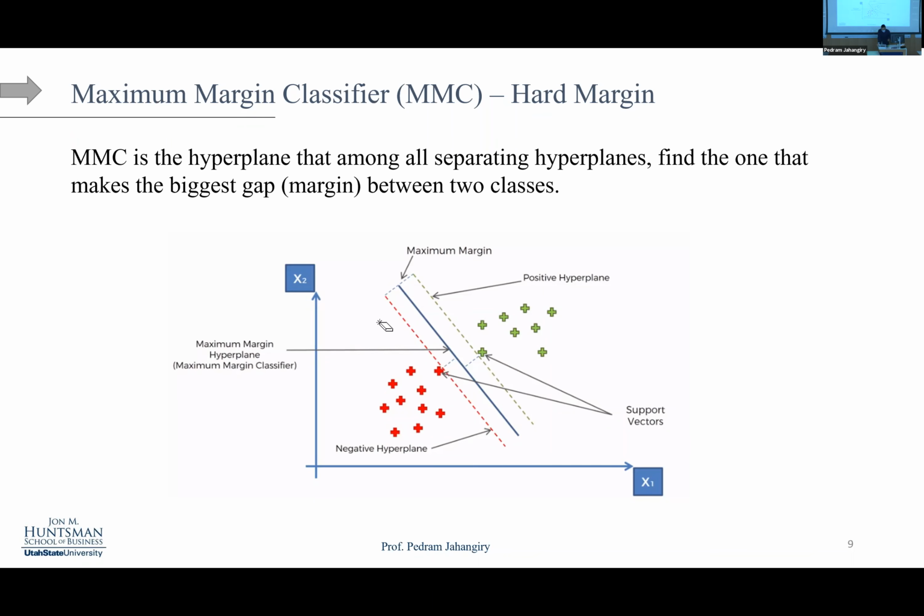So I want you to realize that MMC in general is not sensitive to observations here, far from the hyperplane, or here, but it's super sensitive to the place of the observations on the support vector, right? So if I have just another red observation here, then maybe this is not the max anymore. If I have something here, this is going to be the new max margin, right? So you see how sensitive the hyperplane is to the observations on the support vector. Okay. All right, are we good in terms of terminology?